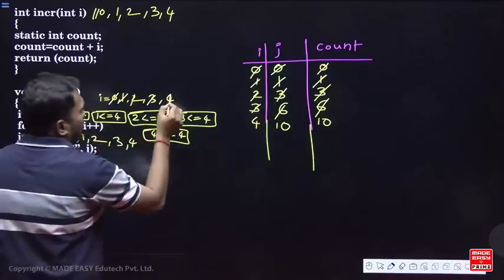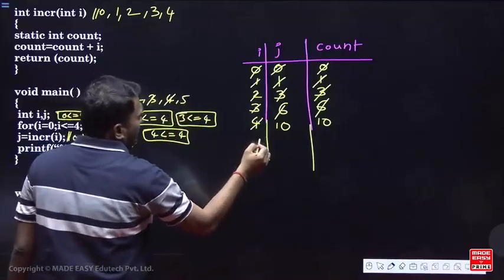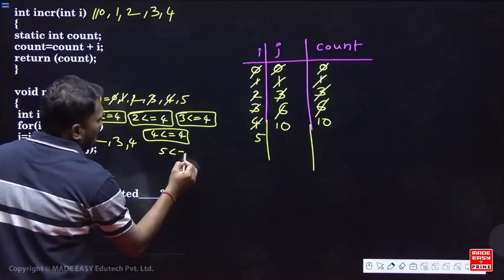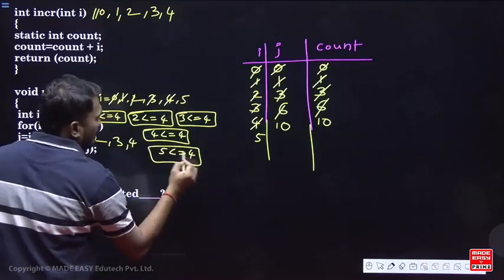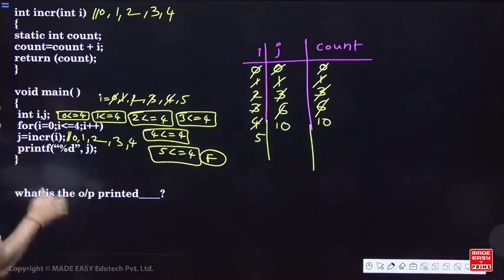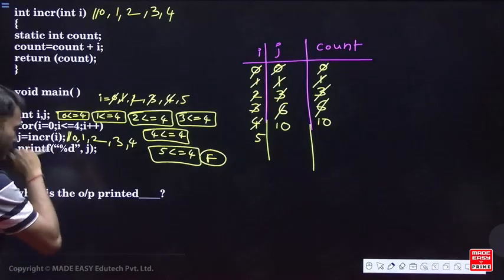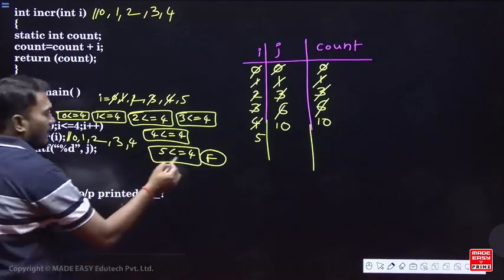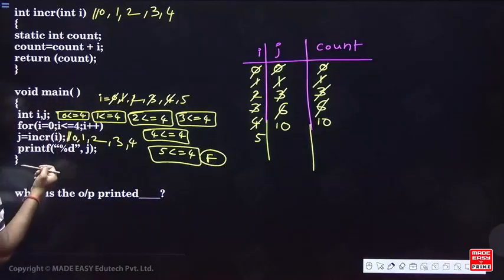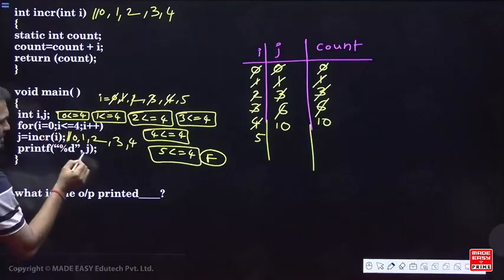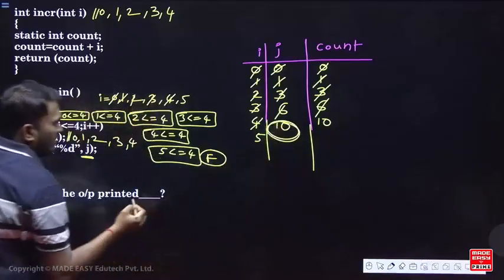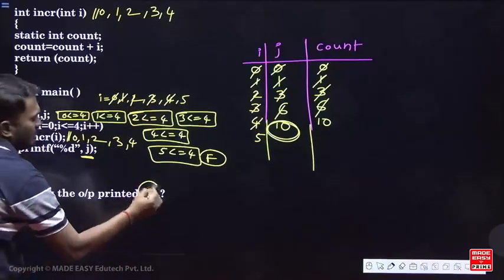And again you say what? I plus plus. Now I value becomes 5. I am writing here also. And again in the if condition you check, 5 less than or equal to 4. Now tell me, 5 less than or equal to 4. Condition is false. Okay, condition is false. When the condition is false, you come out of the for loop. When you come out of the for loop, printf %ld j. Now tell me what is the j value you are having? 10. So 10 will be printed on the screen.